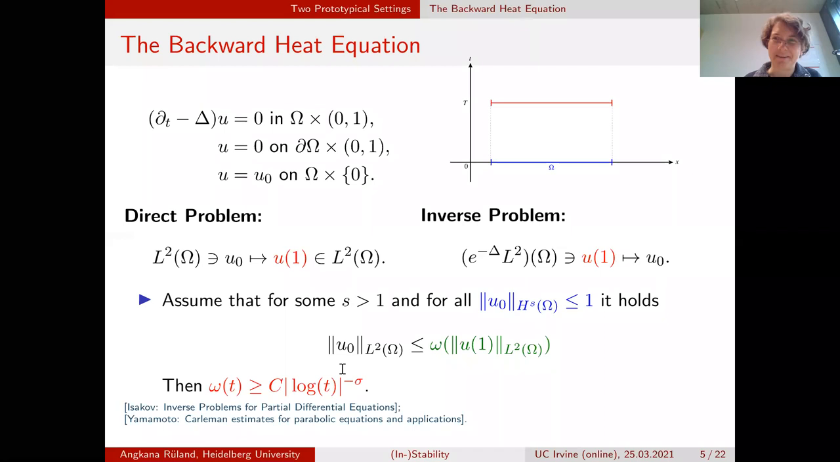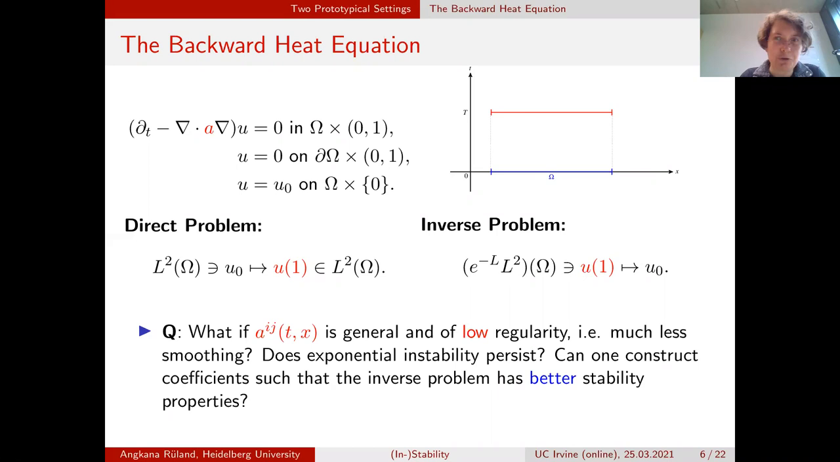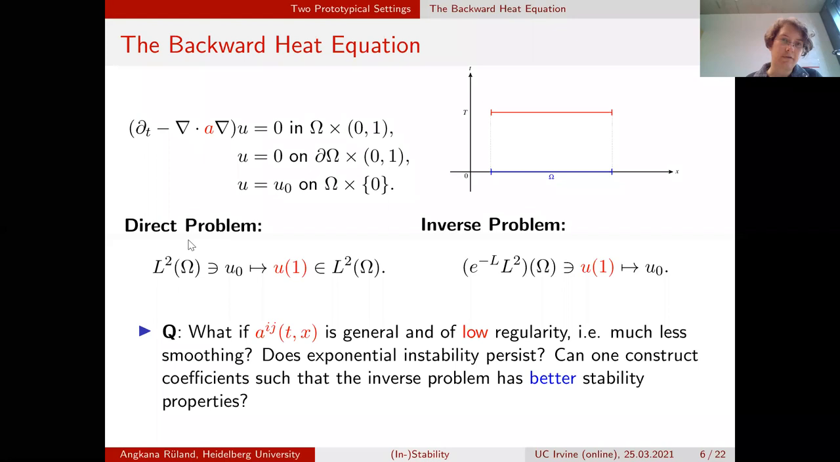Okay, but let me modify the problem a very little bit. And this now makes it much more interesting and bothered us for quite a while. So if we, instead of looking at the constant coefficient heat equation, now add some coefficient, and this coefficient may now be of low regularity. So a coefficient which depends on time and space, so no separation of variables anymore.